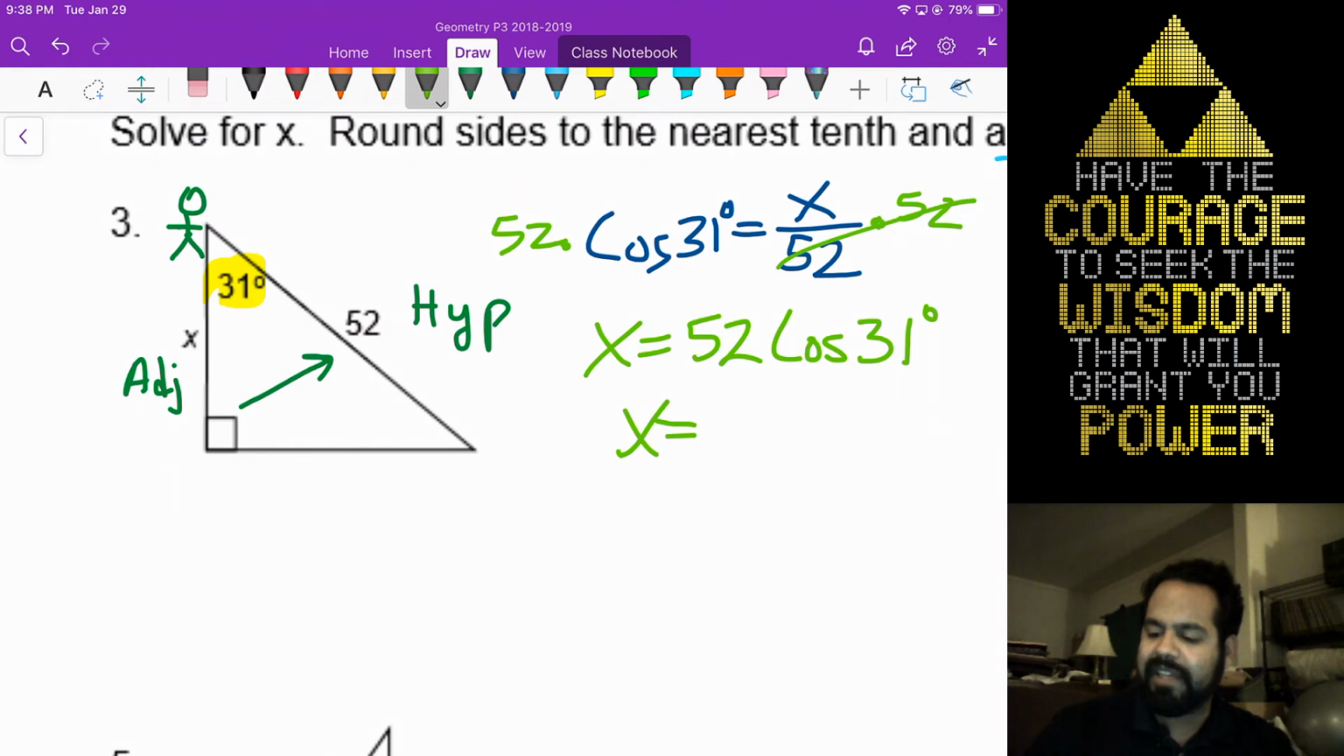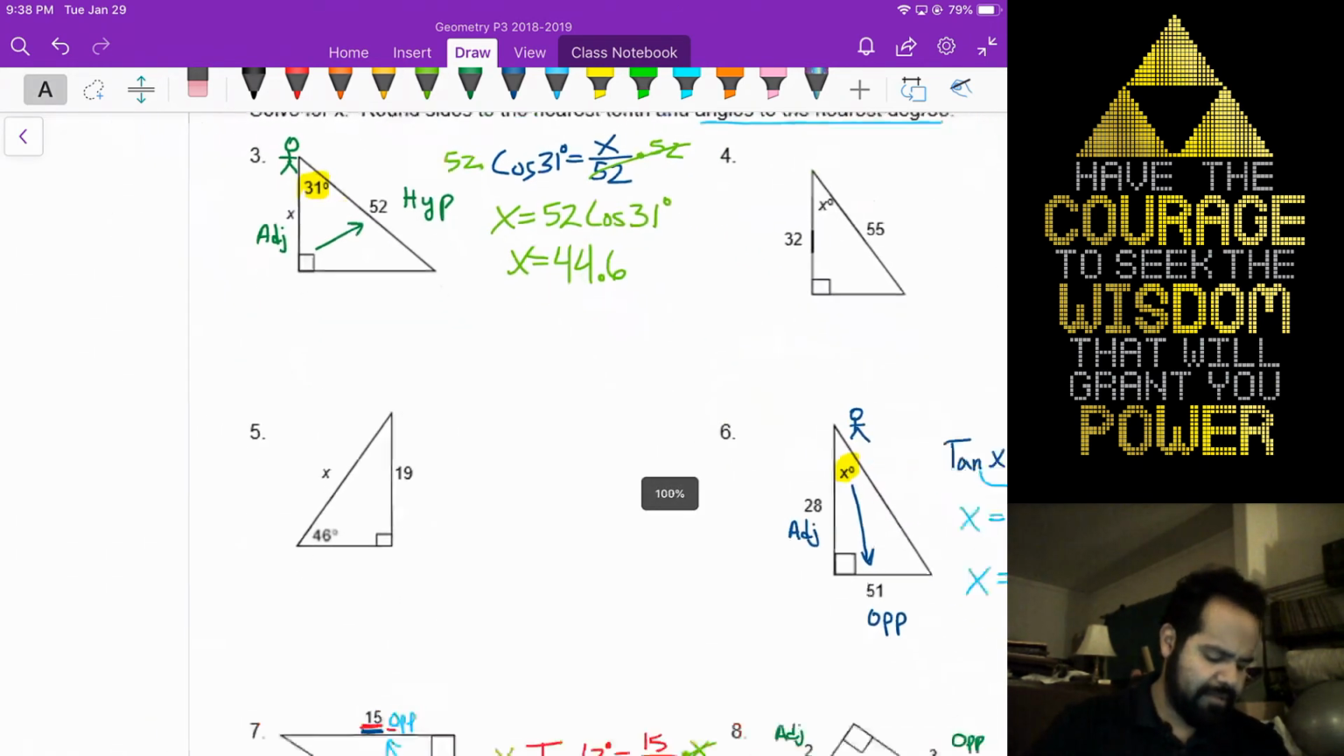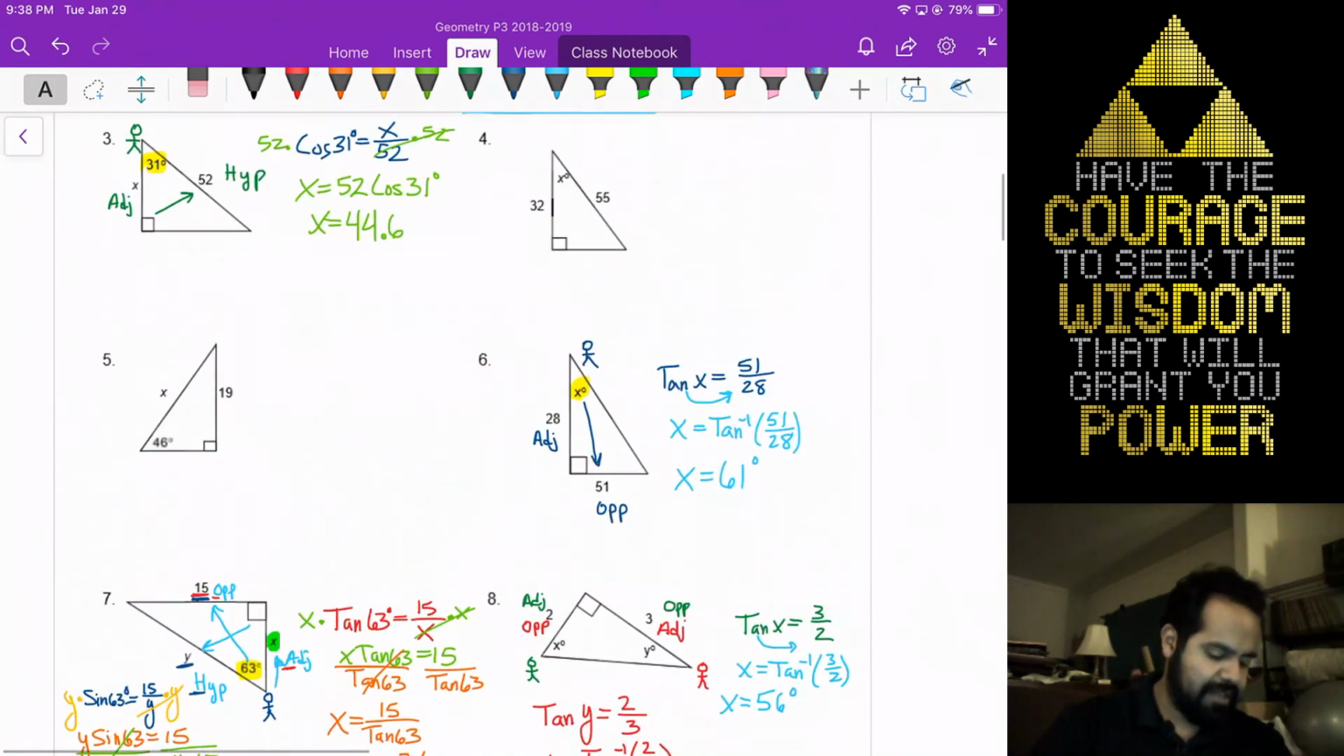Oh, I was thinking of the square root of 2, not the square root of 3. Yep, there goes my brain. 44.57. So that 7 is going to round the 5 up. So 44.6. Did I round earlier? I did. Okay, cool.